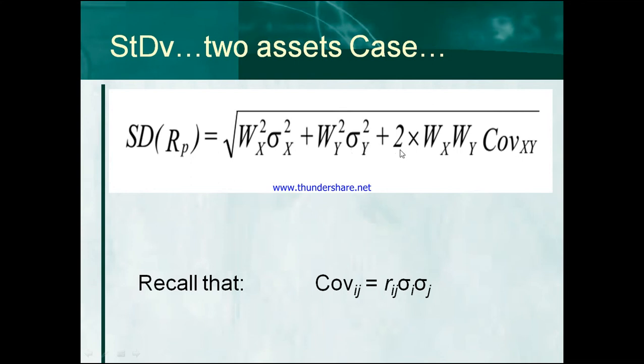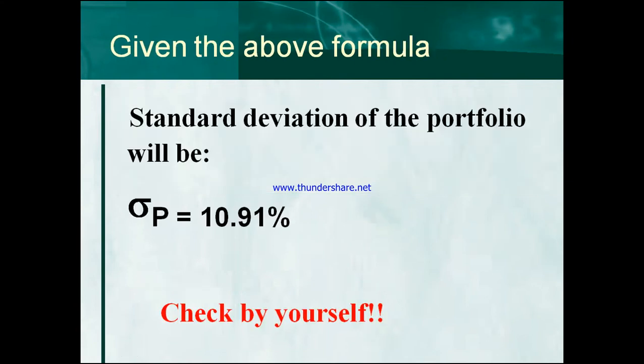We have two assets, so this is plus, multiplied by 2 times wx times wy, which is multiplied by the covariance of x and y. Recall that the covariance of ij equals the correlation rij times the standard deviations. By using these techniques we can determine the covariance.